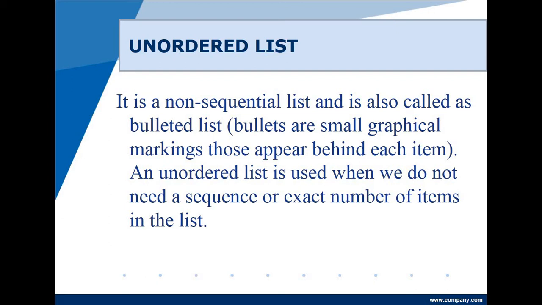Now the other part of listing in HTML is called unordered listing. It is a non-sequential list which is also called a bulleted list. Like in MS Word we have the option of inserting bullets. Bullets are nothing but the graphical markings or symbols which appear behind each text item or any item which is available on your page.